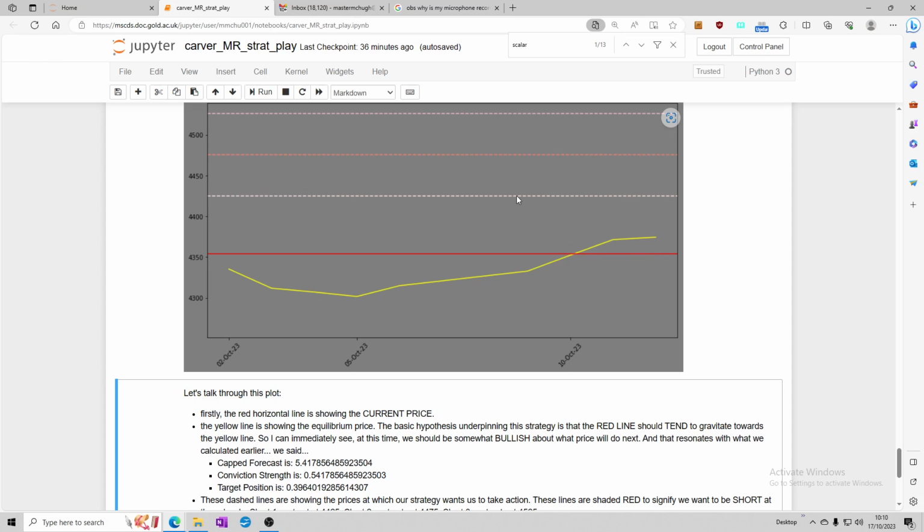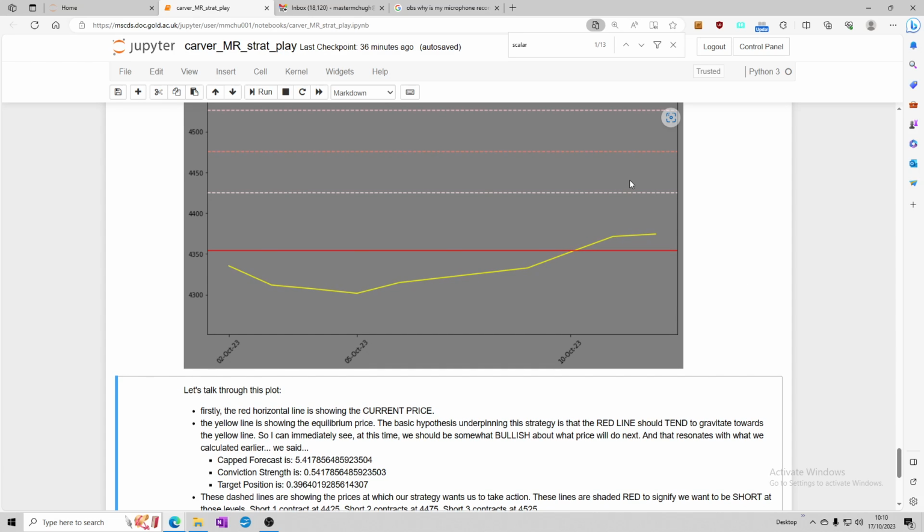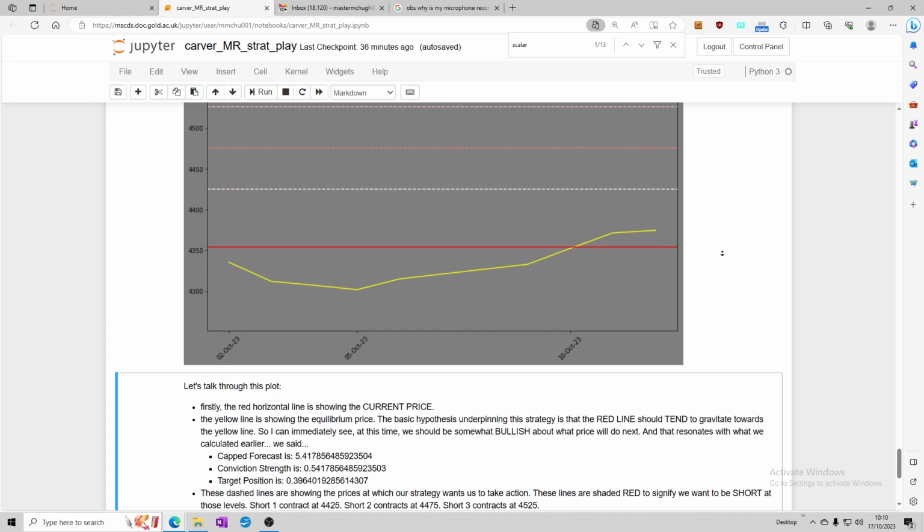The dashed red lines are showing the prices at which our strategy wants to take action. The red lines are shaded red because it is signifying we want to be short at these price levels. So this price level is saying, if price gets here, you want to be short 1 contract. If price gets up here, you want to be short 2 contracts. If price gets up here, your position should be short 3 contracts.